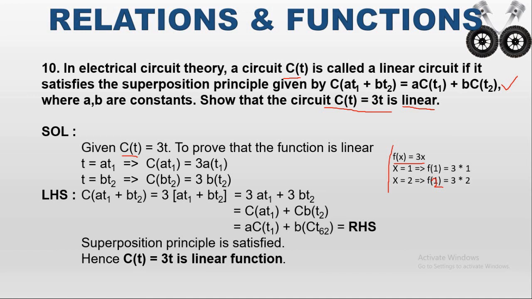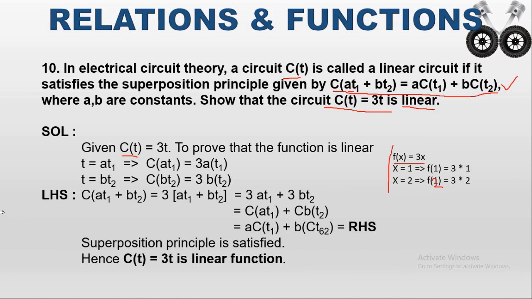Then I substitute t equal to at1. Why do I substitute at1 here? Because I have to prove that C of at1 plus bt2 equal to a into C of t1 plus b into C of t2. In LHS we have C of at1 plus bt2, so that is why I am taking t equal to at1. In C of t, wherever t is, you have to substitute at1. So C of at1 equal to 3 into at1. Next I have to substitute t equal to bt2. That is C of bt2 equal to 3 into bt2.